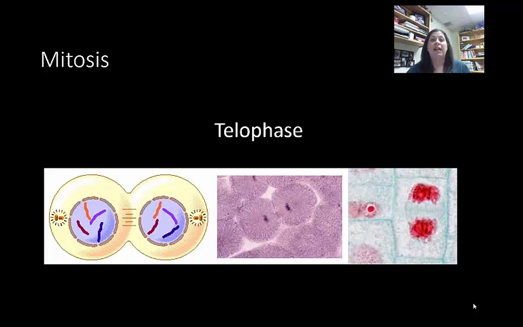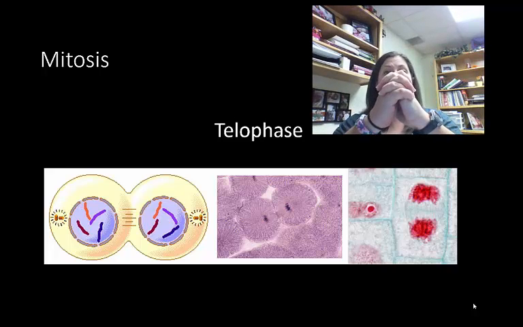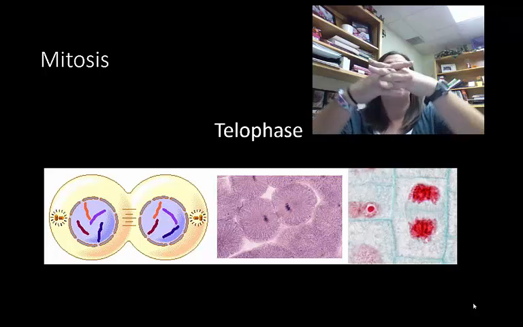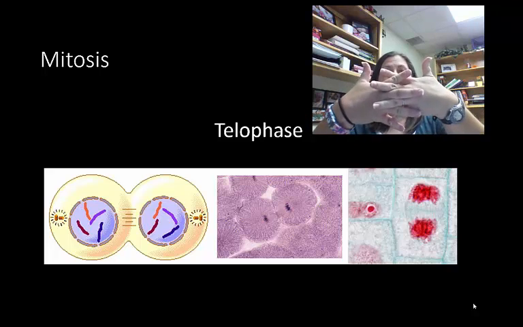Now, I told you in class that there was a way to look at this as we were going through the process with your hands. So we have here prophase. In prophase, we have the big cell. It's getting ready to divide. We can see the chromosomes. They're your fingers. In metaphase, they line up in the middle.